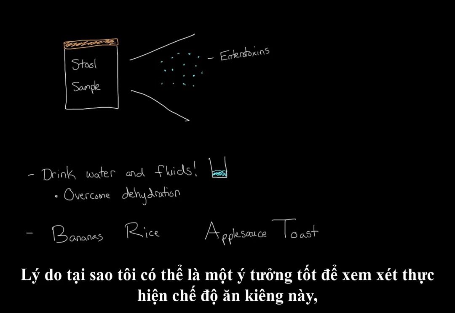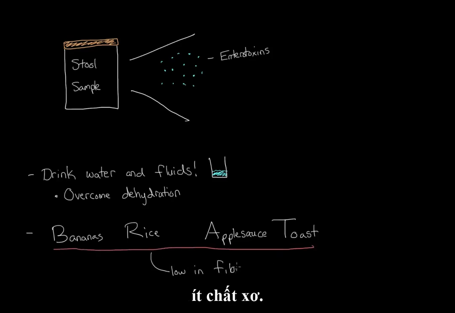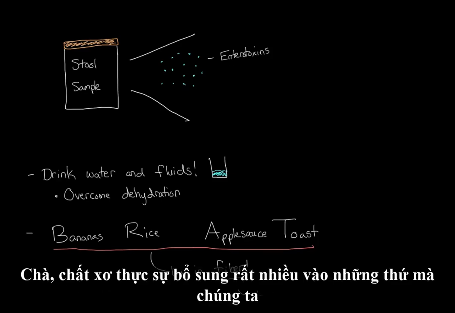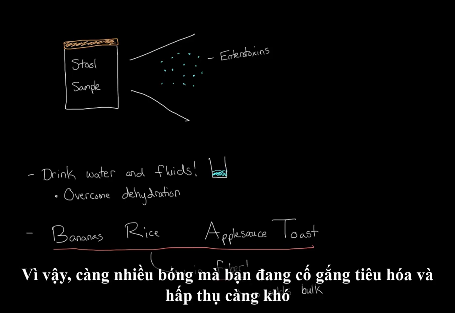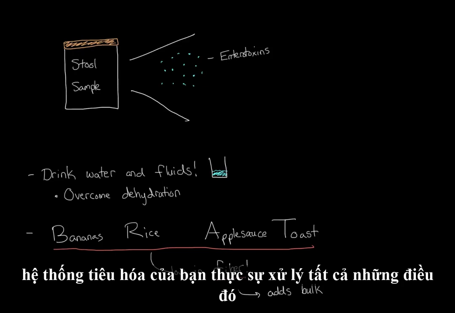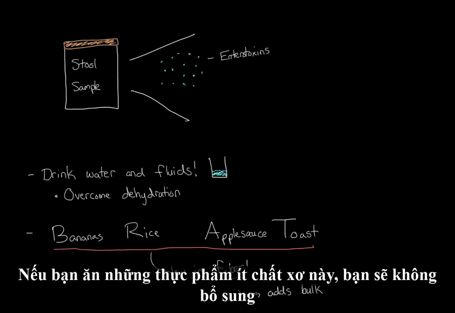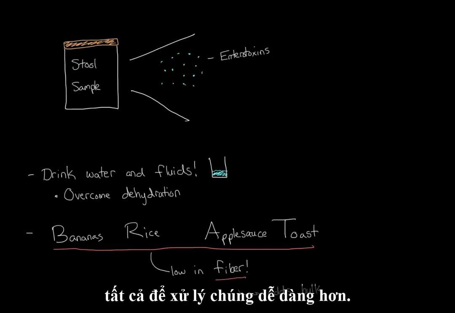The reason why it might be a good idea to consider going on this diet while you have these symptoms is because all of these foods are very low in fiber. And why is that important to us? Well, fiber actually adds a lot of bulk to the stuff that we're processing in our gastrointestinal system. So the more bulk that you're trying to digest and absorb, the harder it is for your gastrointestinal system to really process all of that food. Therefore, if you eat these foods that are low in fiber, you won't be adding as much bulk, and your system will be able to process them more easily.